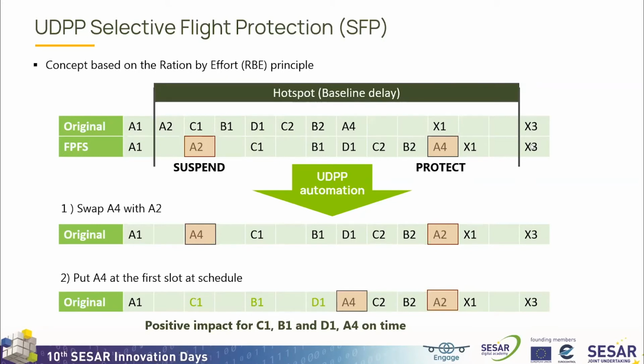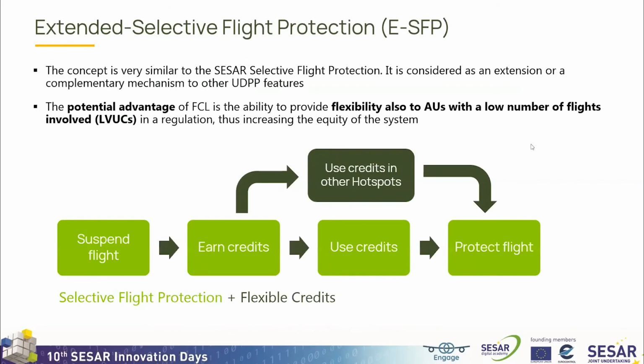This UDPP automation is based basically on two steps. First, a simple swap is performed, and in the second stage, the network manager will relocate the protected flight at the first possible slot at schedule, trying to comply with the schedule restrictions, which imposes that a flight cannot depart before its original departure time.